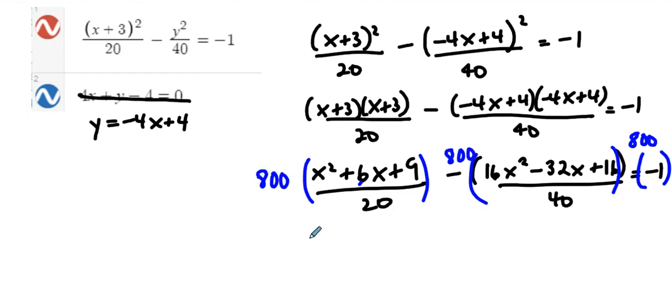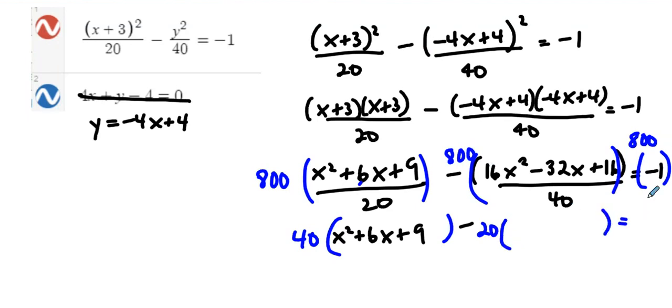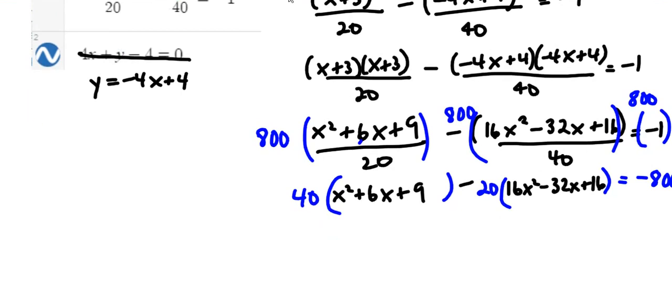So 800 divided by 20 is 40. 800 divided by 40 is 20. So that's where the switch is. And I'll do this right away so I don't forget: negative 800. Okay, so they're long problems, that's for sure. Lots of algebra. And if the littlest thing in your answer is wrong, it's all wrong, right? So be careful with your signs.